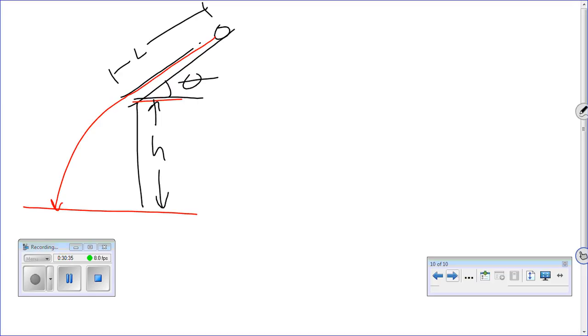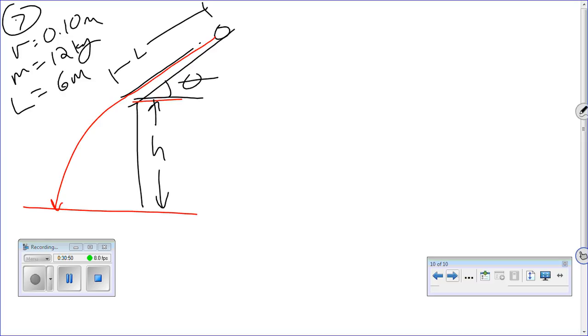This is number 7, by the way. We know that the cylinder has a radius of 0.10 meters and a mass of 12 kilograms. It's going to roll a distance of 6 meters down a roof that's inclined at an angle of 30 degrees. A, what's the speed as it leaves the roof? B, the roof's edge is at a height of 5 meters. How far horizontally does it go?